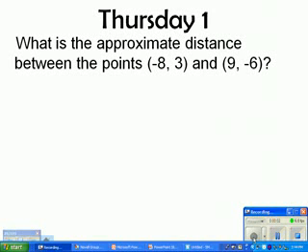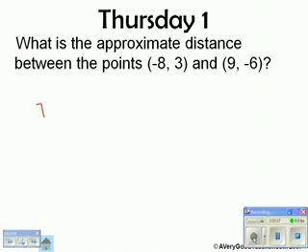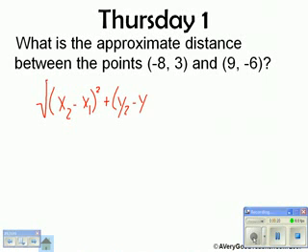What is the distance formula? It is the square root of (x2 minus x1) squared plus (y2 minus y1) squared. Okay, and there's our square root.